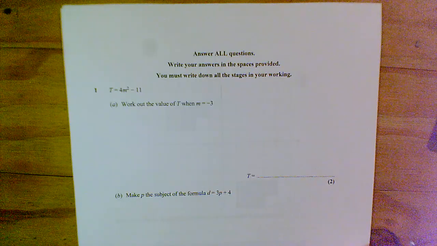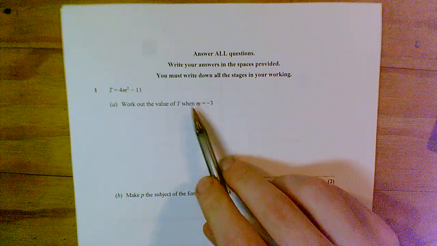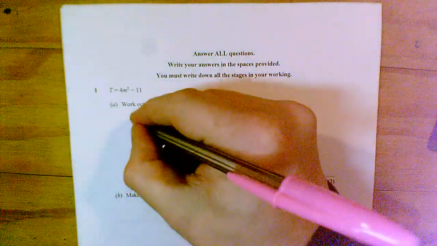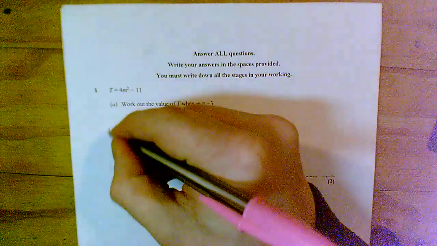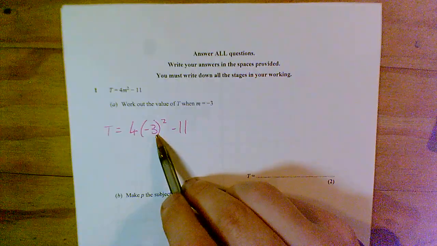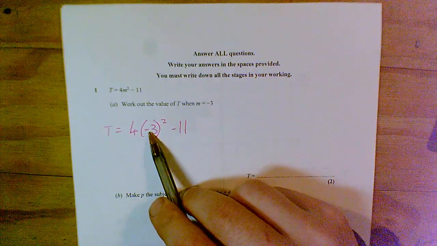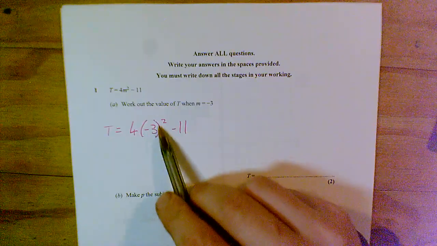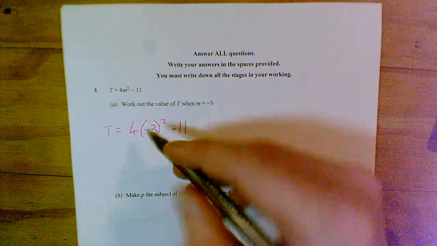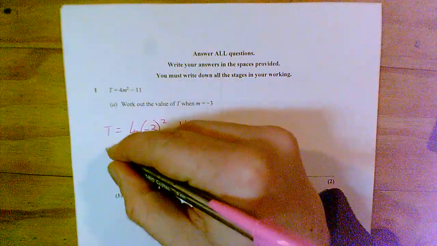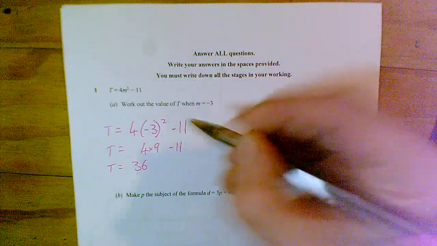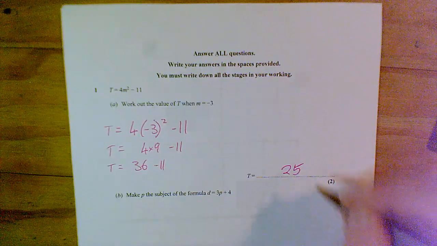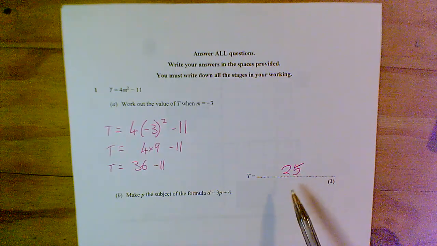Alright, so nice easy couple of marks, but an opportunity for a mistake straight away. So we've got to substitute in m is equal to negative 3. So that's 4 multiplied by negative 3 squared, subtract 11 is how we're going to find t. I've used the brackets, they're important, because when we square a negative number, it becomes a positive number. So negative 3 squared becomes positive 9. So we get 4 multiplied by 9, subtract 11, and that gives us 36. 36 subtract 11 gives us 25 as our answer. First 2 marks.